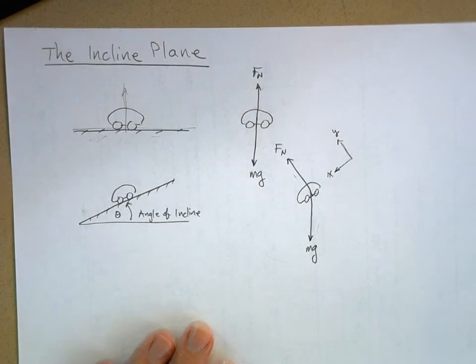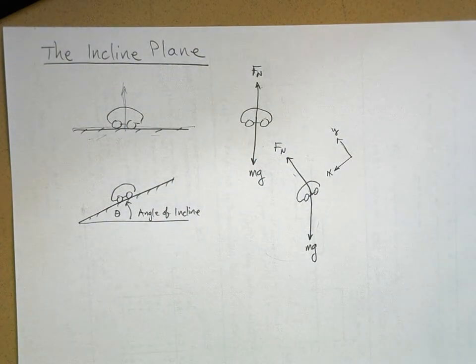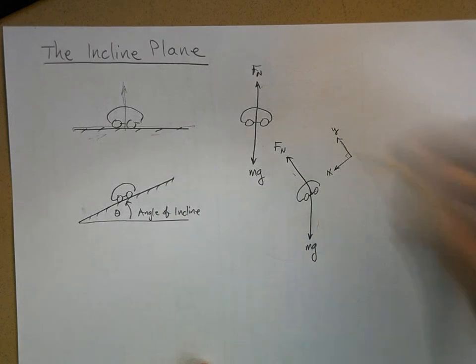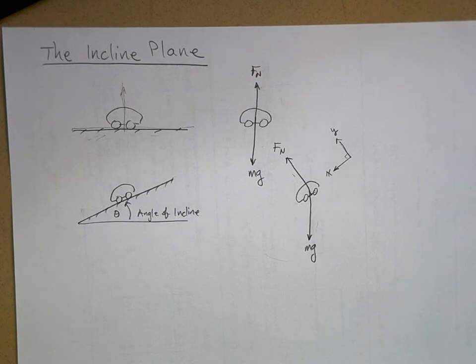Is that legal? Absolutely, that's legal. Who says that x and y have to be horizontal and vertical? X and y can be anything you want it to be, as long as the x and y axes are perpendicular to each other. So these are still perpendicular to each other. Now, what did step 3 of the procedure tell us to do?